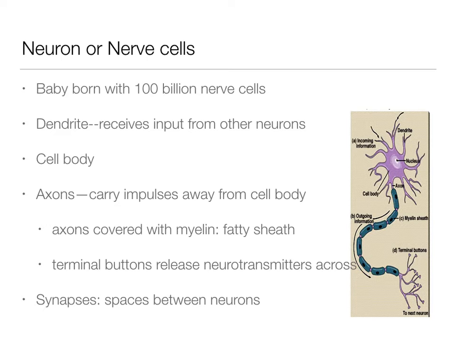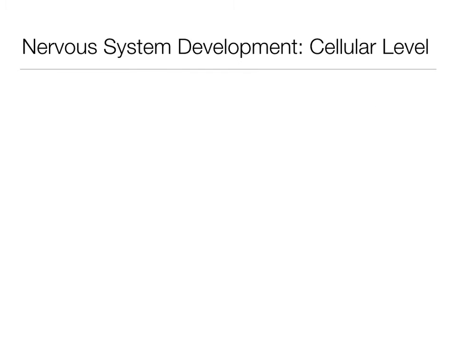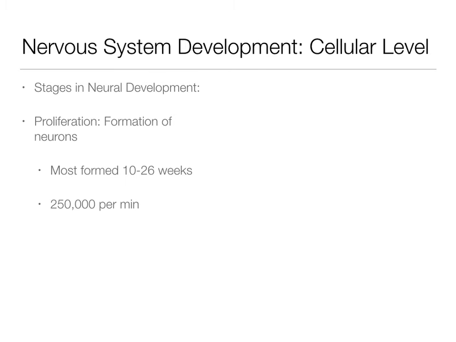And we'll talk about how they're formed, how we can get rid of ones that aren't useful, and how all of this is an ongoing part of brain development. So the stages in neural development, we start with proliferation, which is really the formation of neurons. And again, most of this is happening prenatally. So most of our neurons are formed between 10 and 27 weeks prenatal, and they are going really, really fast. So 250,000 per minute is how many neurons are being produced in this period.